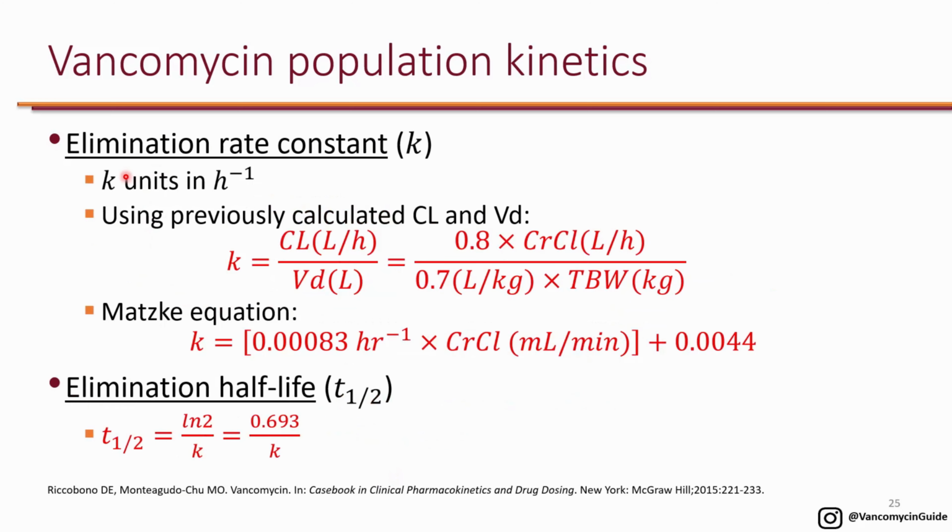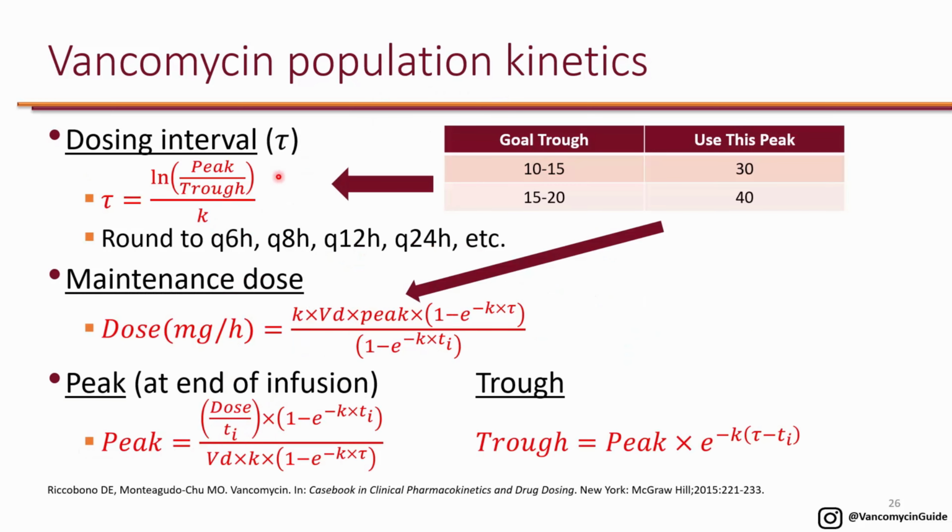So elimination constant. We actually are going to use the Motzke equation in this class. This was derived from population kinetics, which is basically 0.00083 times creatinine clearance, this time in milliliters per minute. And then once you multiply that, you add 0.0044 to it, and it will give you K in inverse hours. And then of course you can use K to calculate half-life. And then you calculate tau.